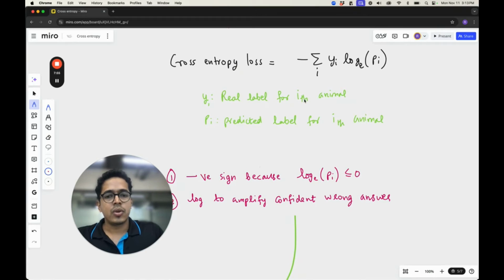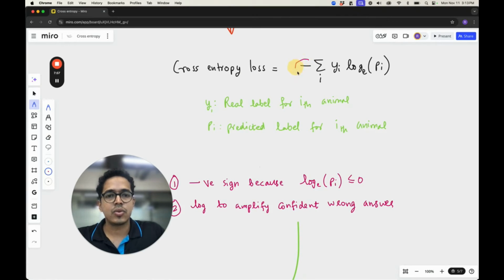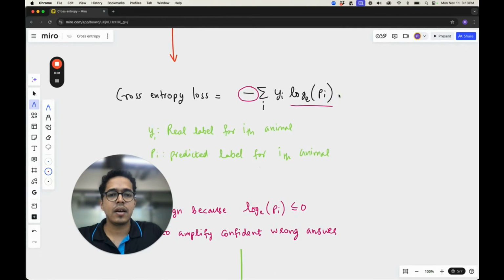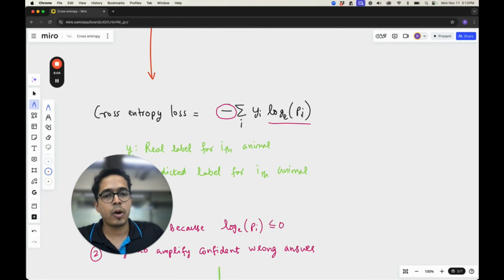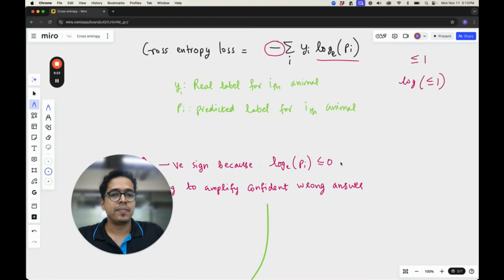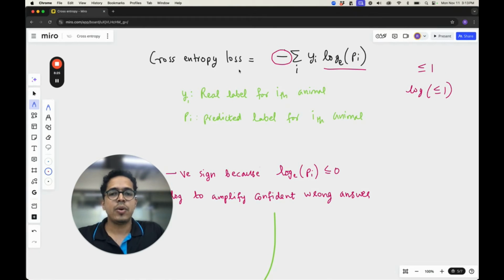Now, a couple of things to note here. There is a negative sign associated with cross entropy loss. That's because here you are taking the natural logarithm of a probability, and you know that probability is less than or equal to 1, which means log of something less than or equal to 1 is almost always negative. If it is log of 1, then it is 0. So here you can see that it's a negative number. So to make the loss value a positive number, that's why you add a negative sign.